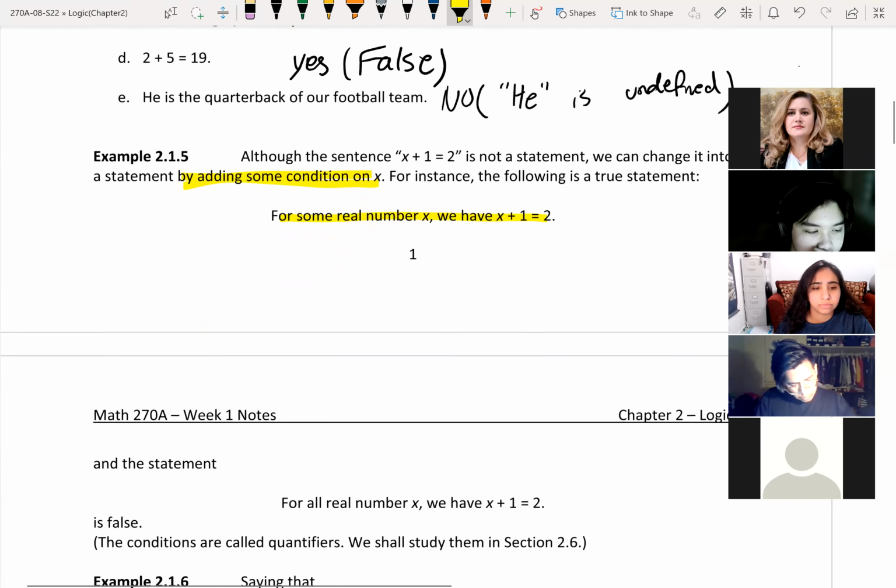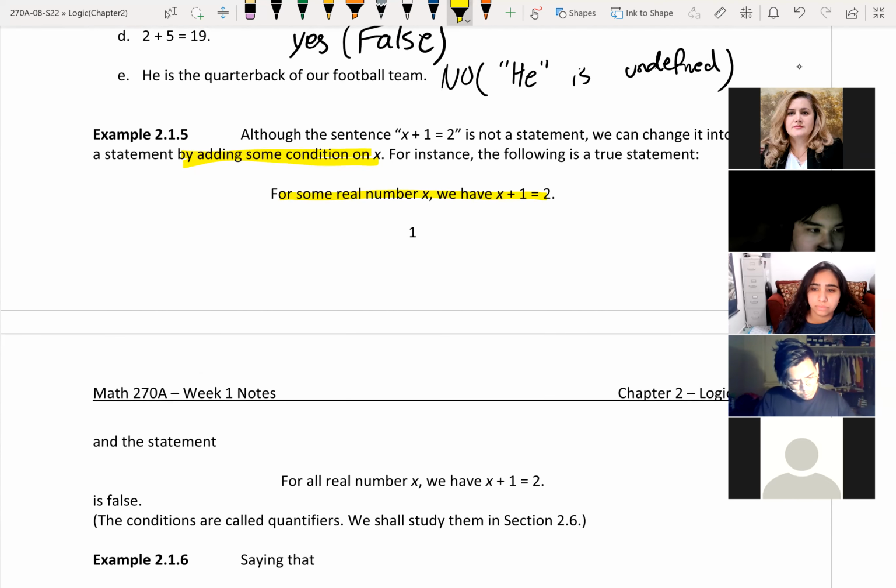Let's compare with the next one. For all real numbers, we have x plus 1 equals 2. Regardless of being true or false, the question is: is this a proposition or not? Can you right away decide whether this is a true statement or a false statement? It's false. The second one for sure is false, but it's a proposition.